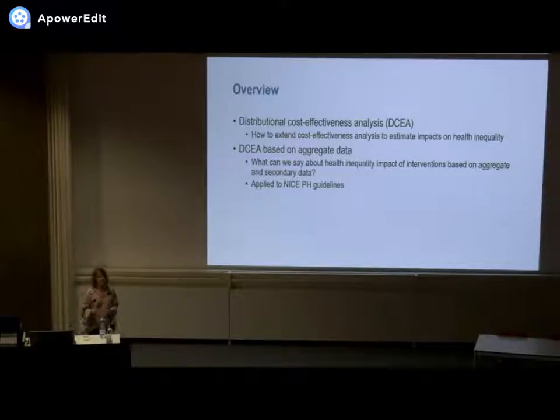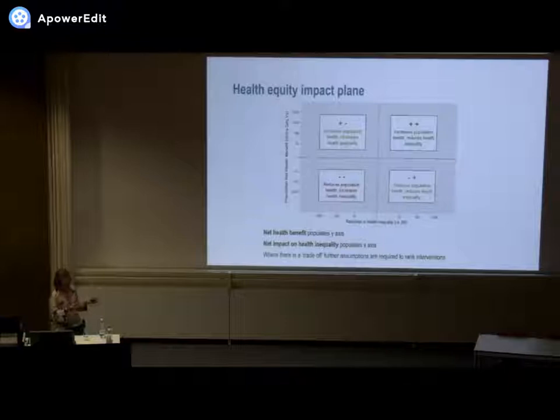So understanding that we wouldn't be taking individual bespoke distributional cost effectiveness analyses for all of these things, we said, well, you've got some economic evaluation information already. You've got the cost effectiveness analysis. So how far can we take that with aggregate and secondary level data? So we applied that to the NICE public health guidelines. The aim was to show the impacts on the health equity impact plane. Some of our discussions about terminology may become apparent here because I wouldn't talk about efficiency on the y-axis.